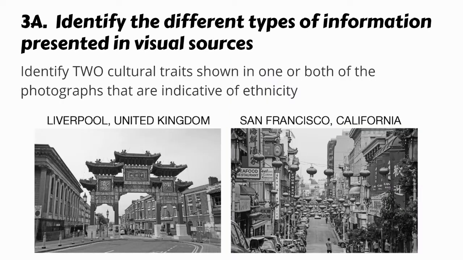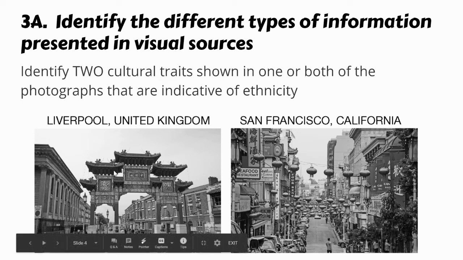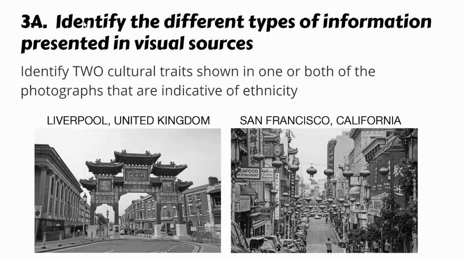And then if you look, quite a bit of overlap: identify the different types of information presented in visual sources. For these first 3 skills, I'm just going to use our FRQ because this is a great example of a visual source. The way that the FRQ is written actually uses task verbs. So identify 2 cultural traits shown in one or both of the photographs that are indicative of ethnicity. I don't know why this wouldn't be on an FRQ. I'm questioning it, but everybody who's anybody is saying there's just going to be the 3 task verbs: describe, explain, compare. This one seems like it should be fair game because you can't Google it.